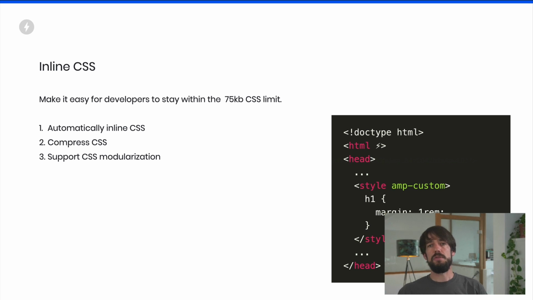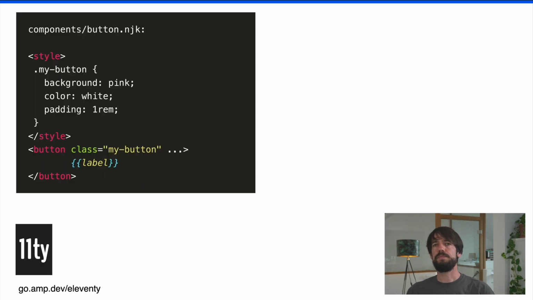The other thing to do is to compress CSS by default to make it harder to hit the 75 kilobyte limit. Finally, probably the most important part is to provide an easy way to modularize your CSS. Because when it comes to staying within the CSS limit, modularizing CSS is the best way, because it allows you to only pull in CSS that's really needed on a page.